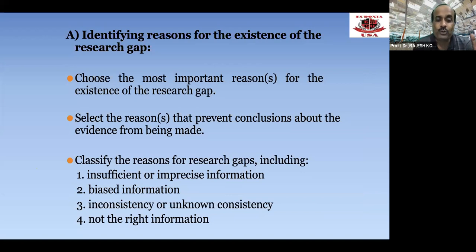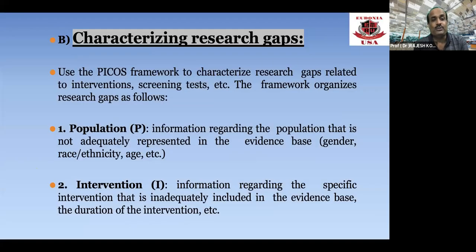At that time you can look for research gaps, maybe insufficient and imprecise information, biased information somewhere, inconsistency or unknown consistency, or not the right information. For population, information regarding a population that is not adequately represented, maybe by gender, ethnicity, or age. These are all things that help you find the research gap at the population level. At the intervention level, a specific intervention where it is not evidence based.